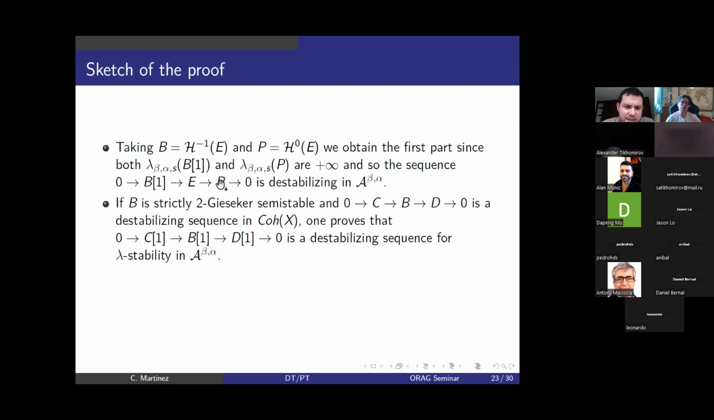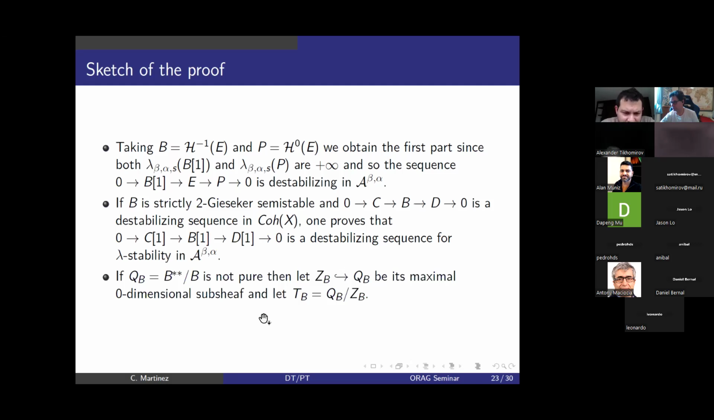This is what happens. You can continue splitting the Jordan-Hölder filtration, but you can use B shifted by 1 and P to construct the Jordan-Hölder filtration for E. Now you want to check when these objects that are S-equivalent to B shifted by 1 direct sum with P are actually stable at the wall. If B is strictly 2 Gieseker semi-stable, and I take the destabilizing sequence in coherent sheaves, then one can prove that if I shift all this by 1, it continues being a destabilizing sequence for lambda stability. Then there would be a contradiction if I assume that B is lambda stable. So that means that B has to be 2 Gieseker stable and not 2 Gieseker strictly semi-stable, right? That's for that part.